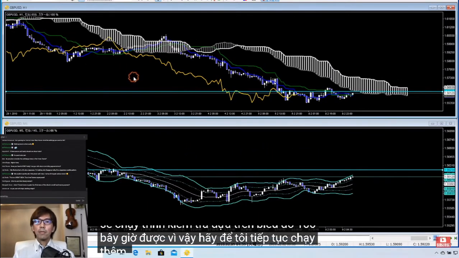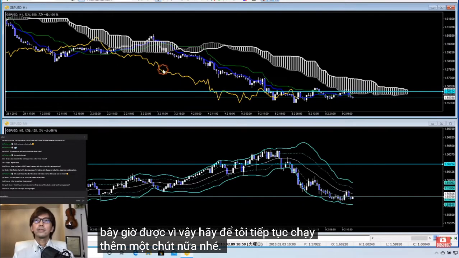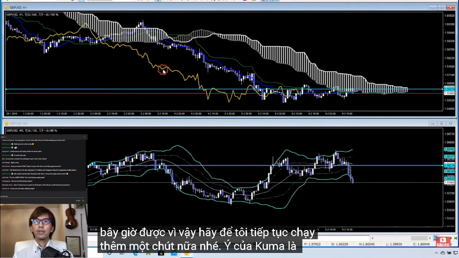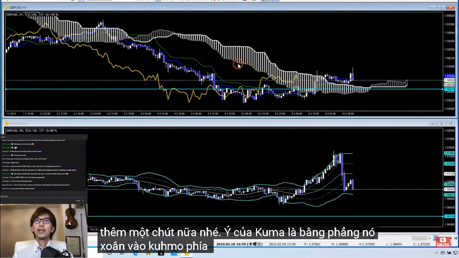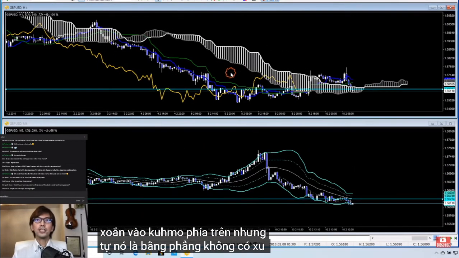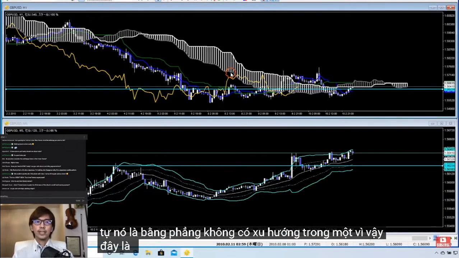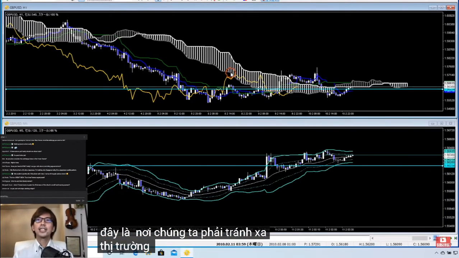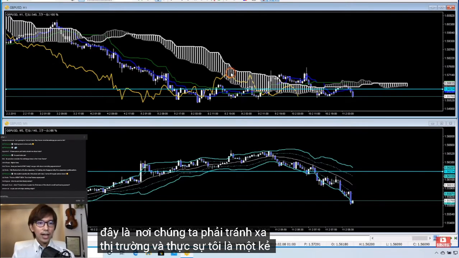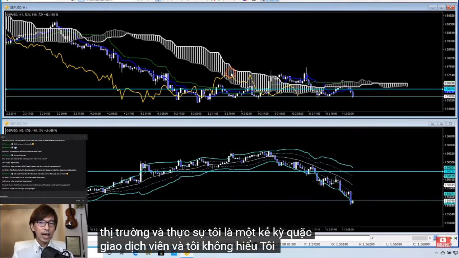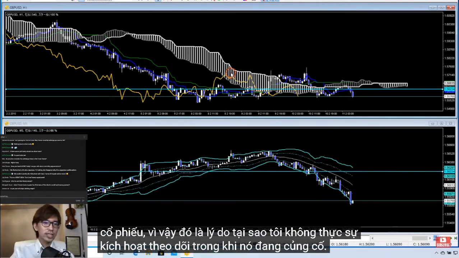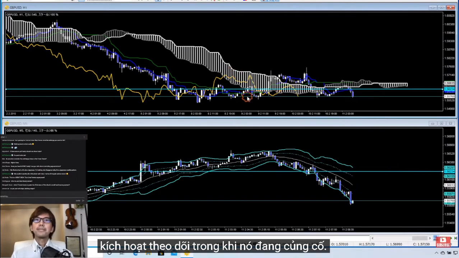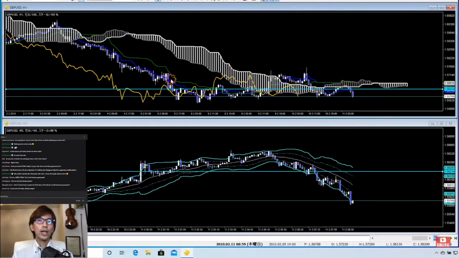Alright, so let me keep running a little bit more. Okay, Kumo has been flat. It twisted to the up Kumo, but Kumo itself is flat. There is no trend in 1, so this is where we have to stay away from the market. And actually, I am a forex trader, and I don't take stocks, so that's why I don't really actively trade while it's consolidating. Yeah, you might see this kind of consolidation in the stock market or any other markets.